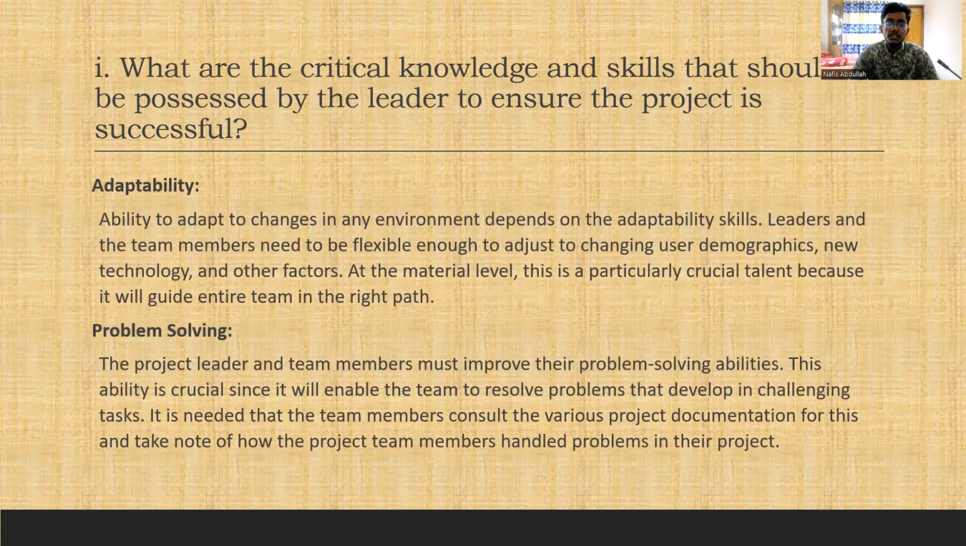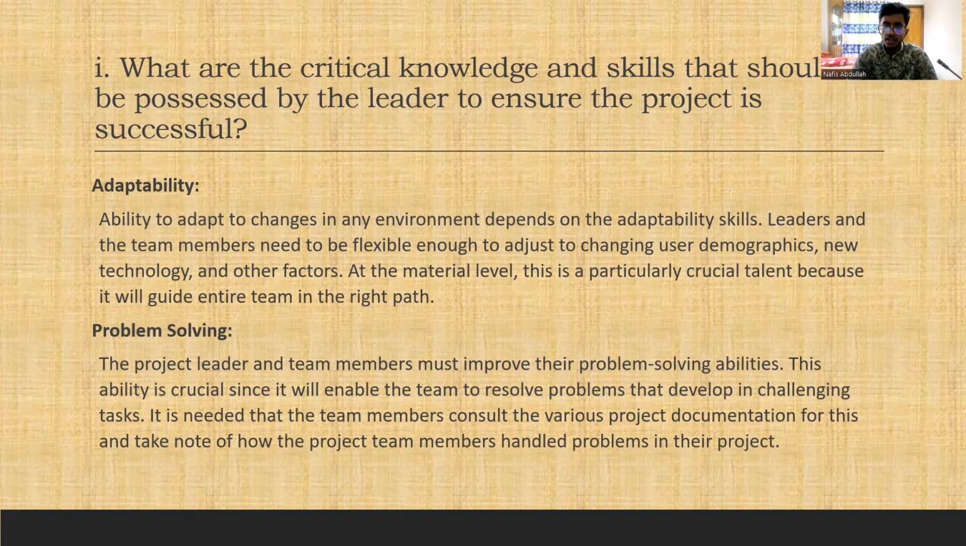Next, adaptability. Ability to adapt to changes in any environment depends on the adaptability skills. Leaders and the team members need to be flexible enough to adjust to changing demographics, new technology, and other factors. At the material level, this is a particularly crucial talent because it will guide the entire team in the right path.